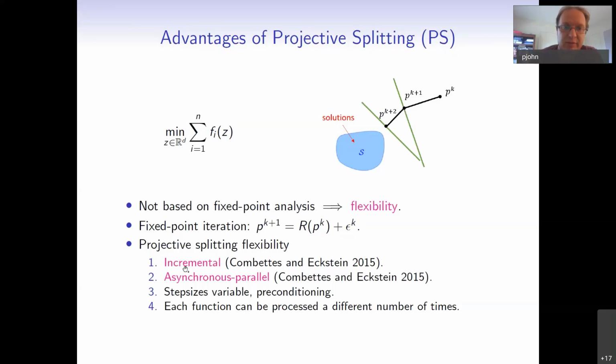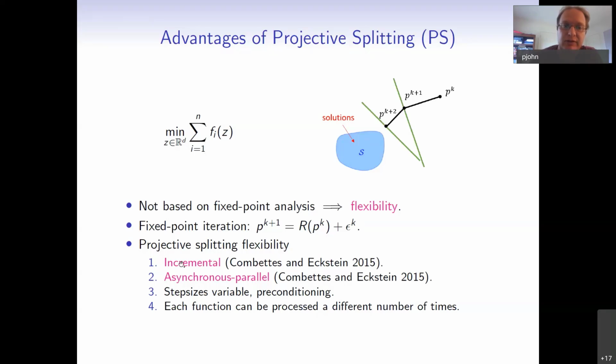You can get incrementalness. That means that you have this sum of n functions, but you might not want to process every function at every iteration. This sum is huge, like 1 million functions. You don't want to do that. And that works pretty easily in projective splitting. So you don't have to process all the functions. You can end up processing a very small number of functions. Actually, I'll show you today one way you can just process a single function, as long as you pick it intelligently. So something similar to how stochastic gradient descent works in machine learning. You just have to basically process one function at a time. The difference is we're not picking it at random. We're picking it in an intelligent way.